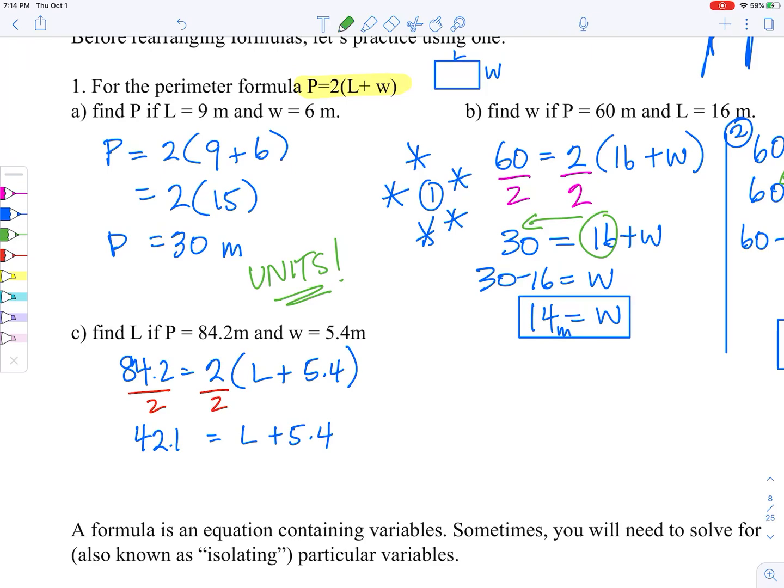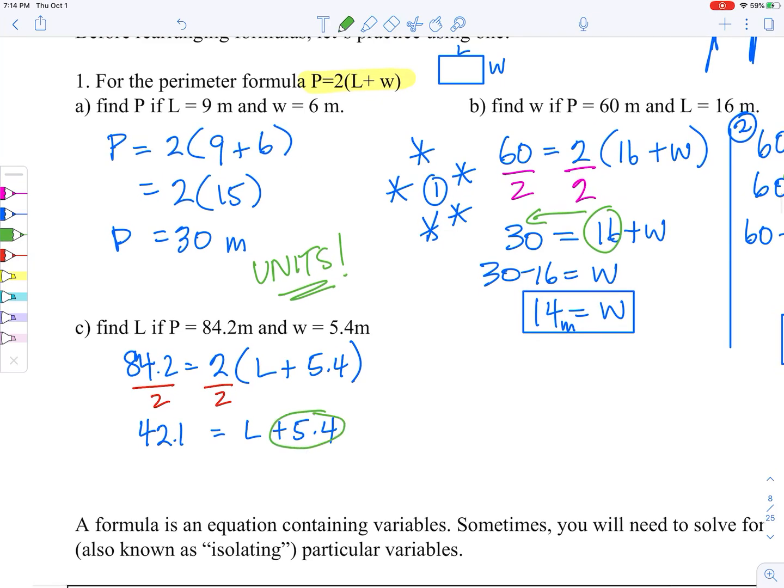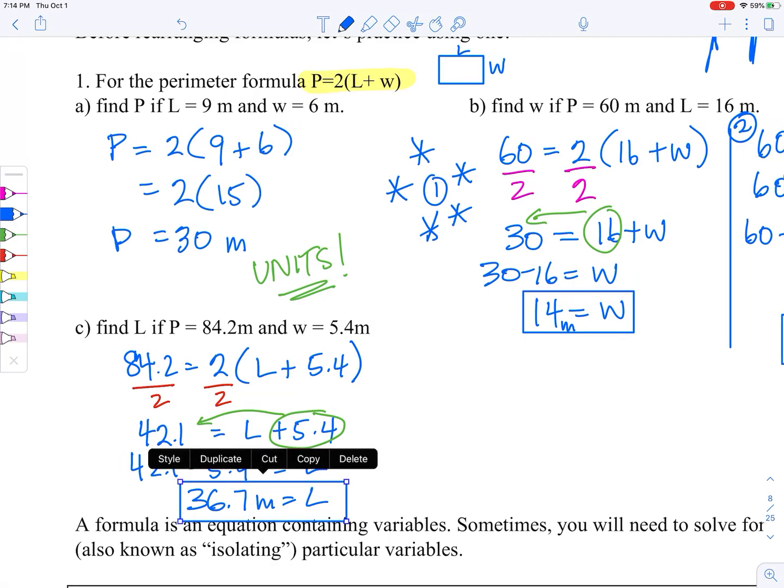I'm going to bring the adding 5.4 to the other side where it turns to subtracting. So 42.1 minus 5.4 equals the length. And 42.1 minus 5.4 gives me 36.7. And not forgetting the units are meters. So that should be a refresher from grade 8 math.